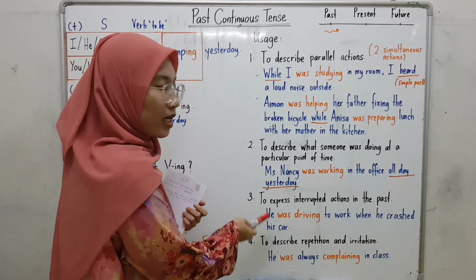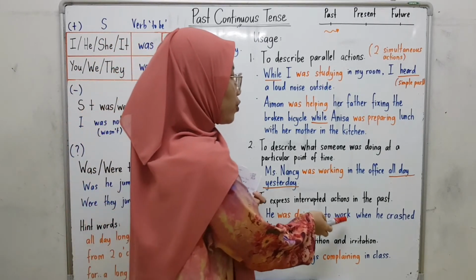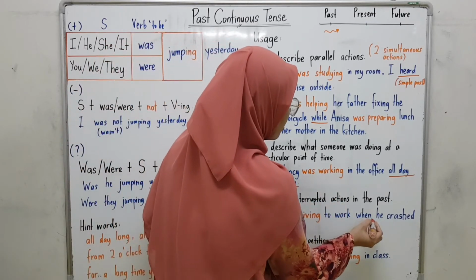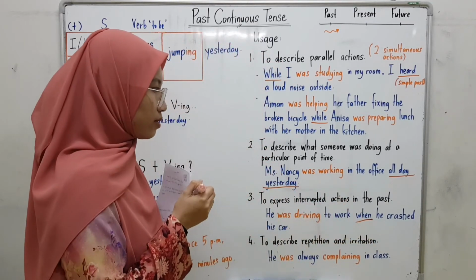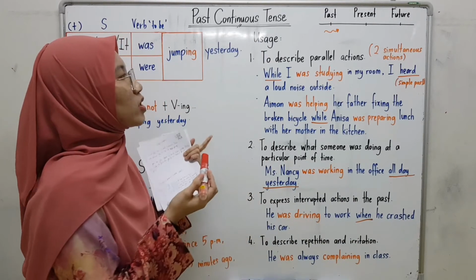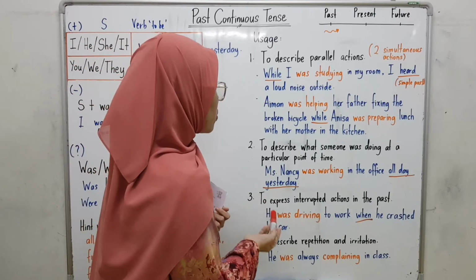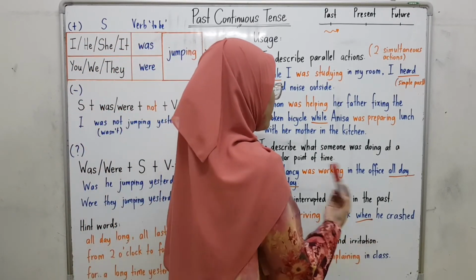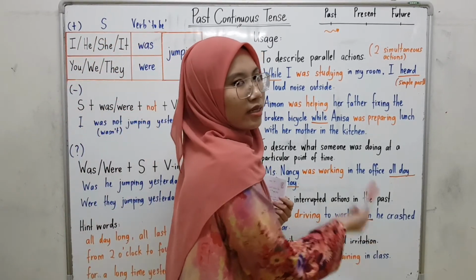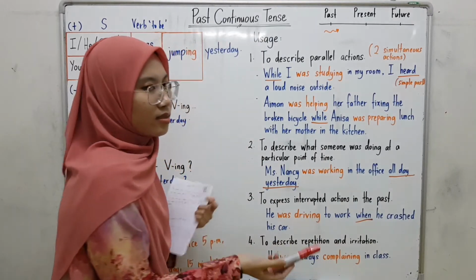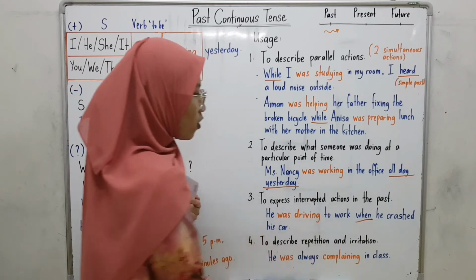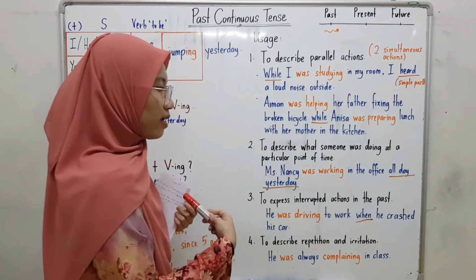Another usage of past continuous tense is to express interrupted actions in the past. For example, he was driving to work when he crashed his car. The word when shows interrupted actions. Last but not least, the usage of past continuous tense to describe repetition and irritation. For example, he was always complaining in class. Always is just an adverb, so it doesn't matter, just add the verb ing form. He was always complaining in class.